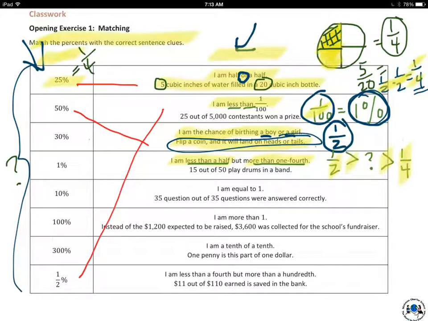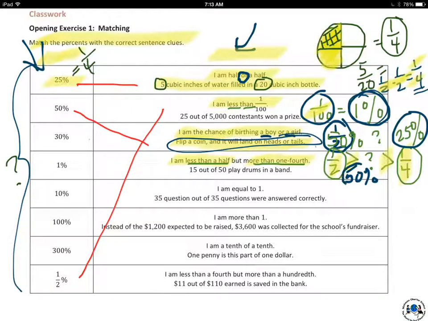Well, again, just like we did over here with the second one, let's go ahead and turn 1/2 and 1/4 into percentages. As we know, 1/2 is 50%, like we just saw. And 1/4 is 25%. So which of those numbers along the side there is in between? And of course that is 30%. Okay, 30%. But we can go ahead and look at this. Look at the 15 out of 50 players, 50 play drums in a band.